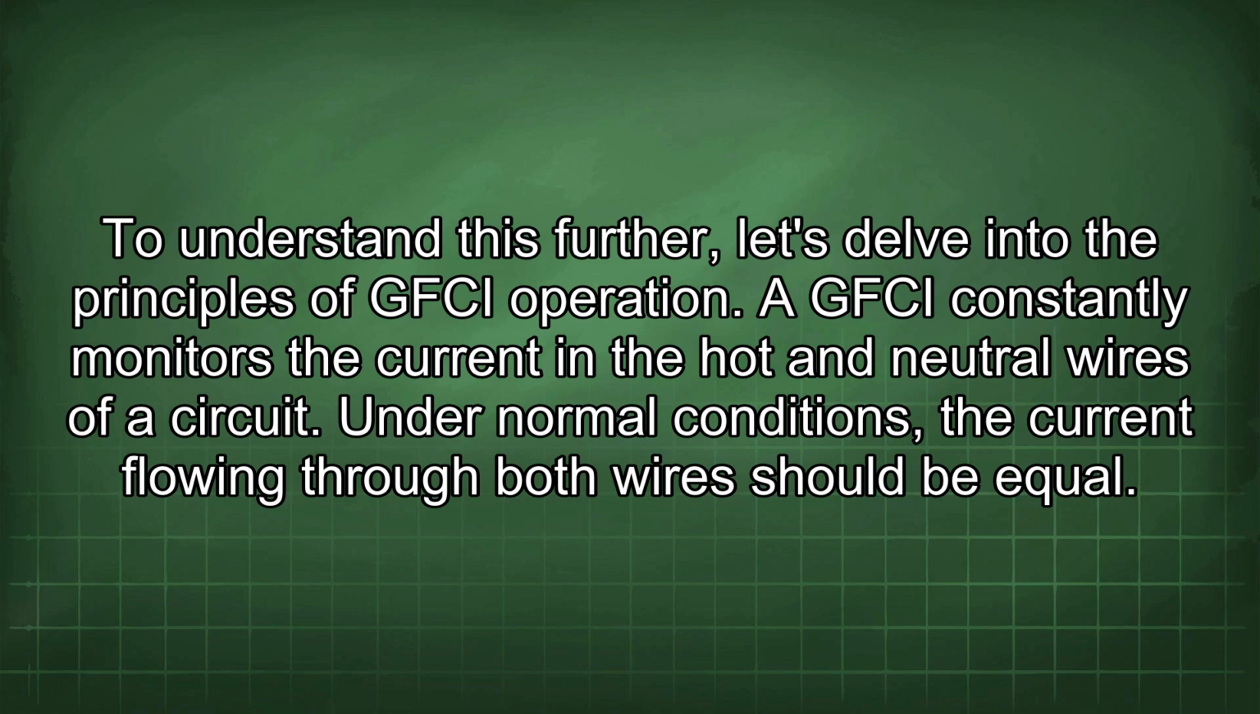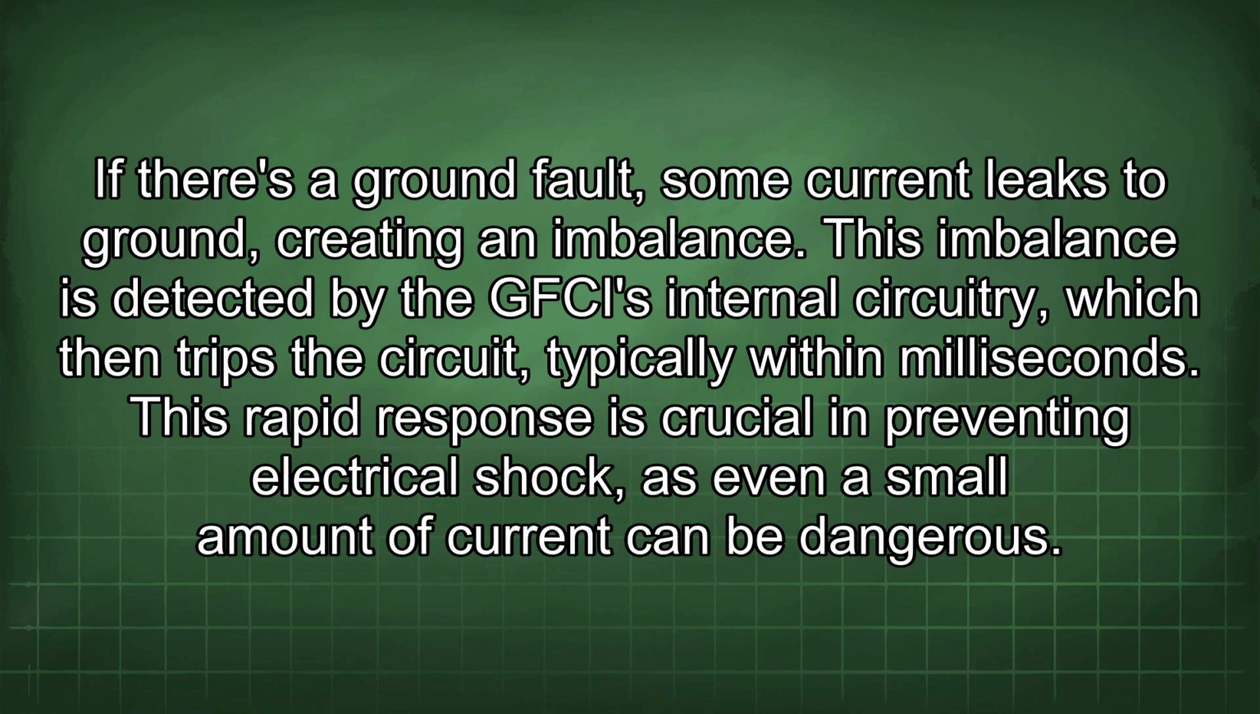A GFCI constantly monitors the current in the hot and neutral wires of a circuit. Under normal conditions, the current flowing through both wires should be equal. If there's a ground fault, some current leaks to ground, creating an imbalance. This imbalance is detected by the GFCI's internal circuitry, which then trips the circuit, typically within milliseconds. This rapid response is crucial in preventing electrical shock, as even a small amount of current can be dangerous.